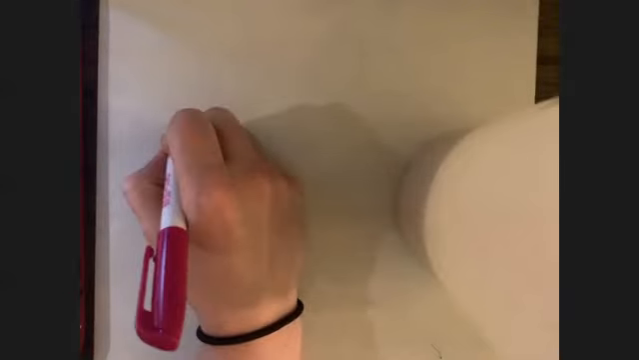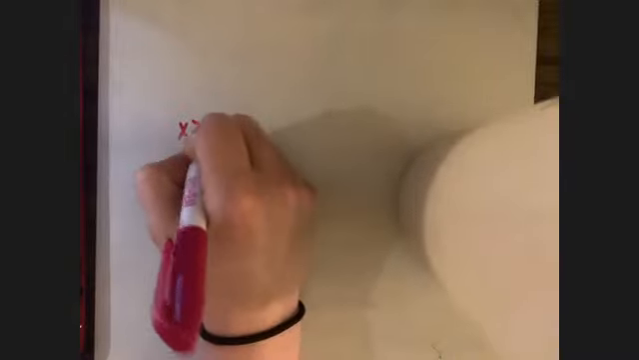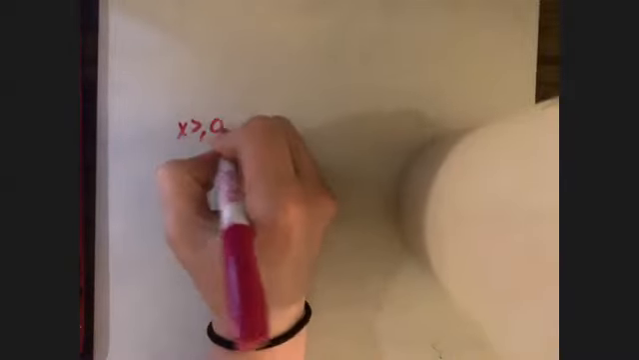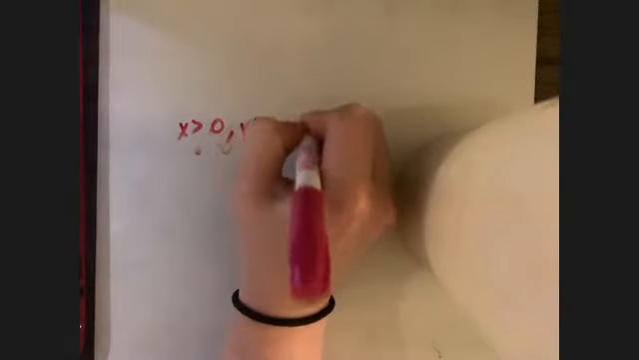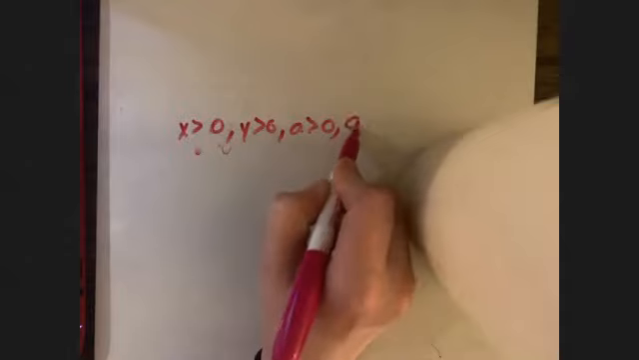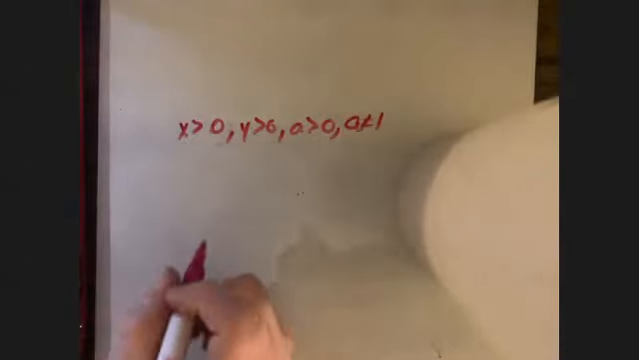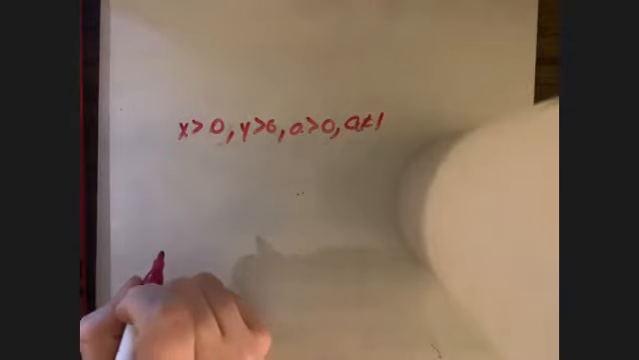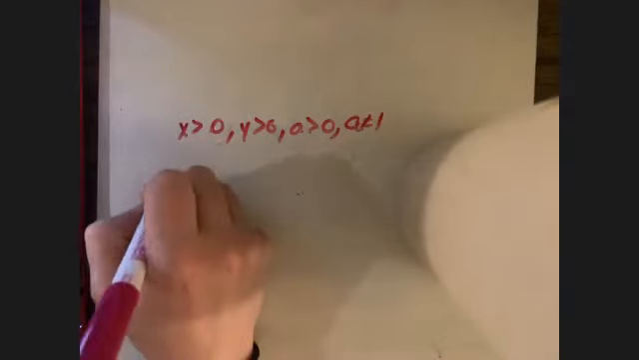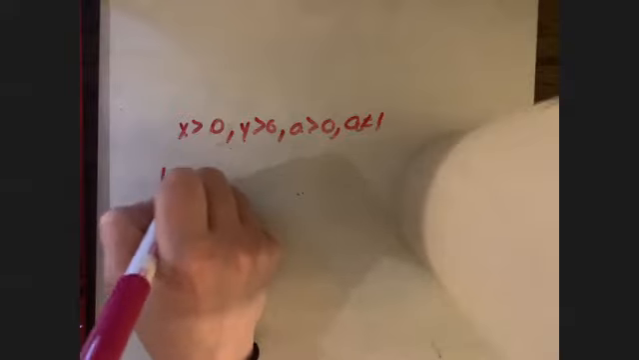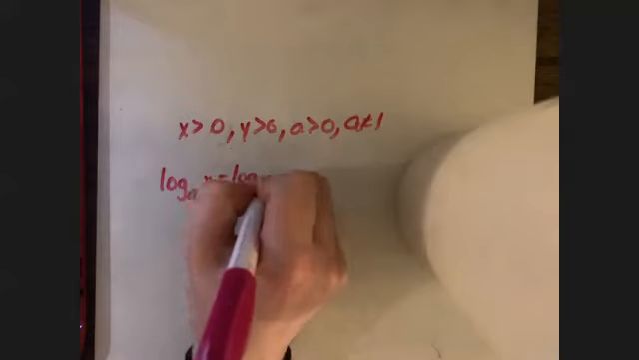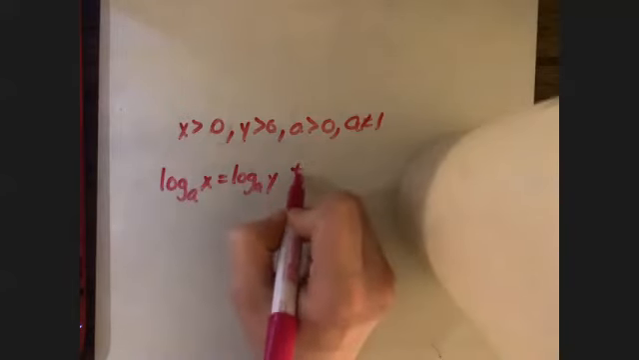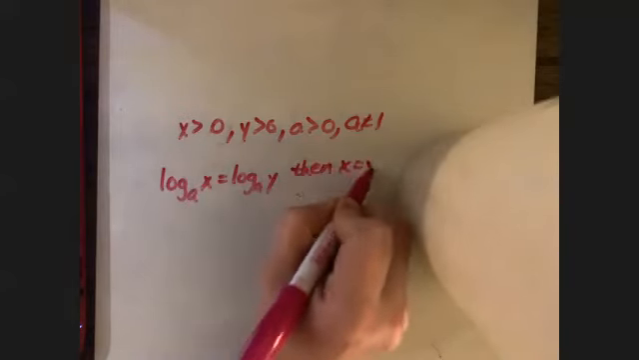First off, we've got to make sure that all of our rules for logs are followed. So we're going to take x is greater than 0, y is greater than 0, a is greater than 0, and a is not equal to 1. Then if log a of x equals log a of y, then x equals y.